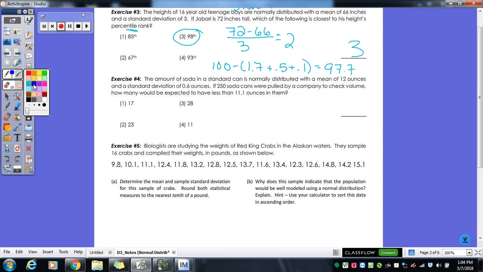All right, so 4, the amount of soda in a standard can is normally distributed with a mean of 12 ounces and a standard deviation of 0.6 ounces. If 250 soda cans were pulled by a company to check volume, how many would be expected to have less than 11.1 ounces? So let's first figure out where 11.1 ounces would fall on our normal bell curve.